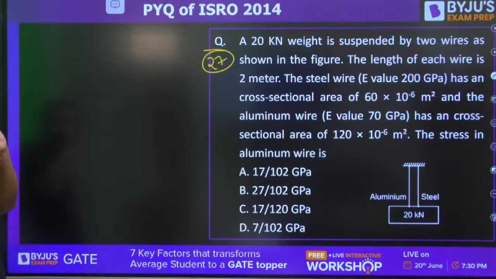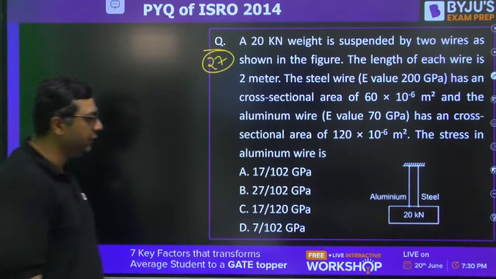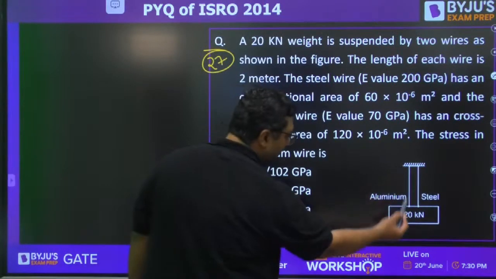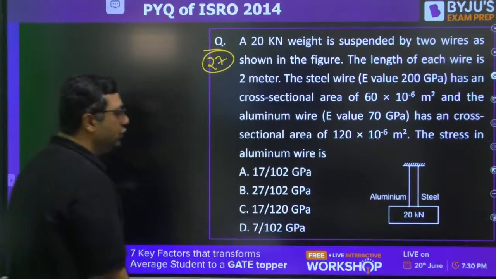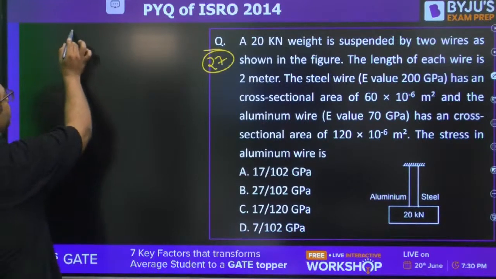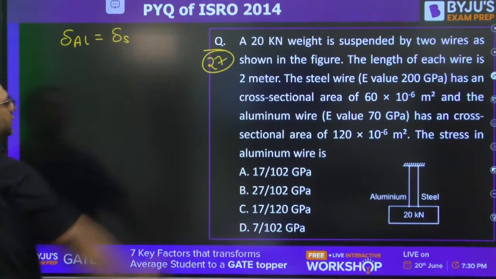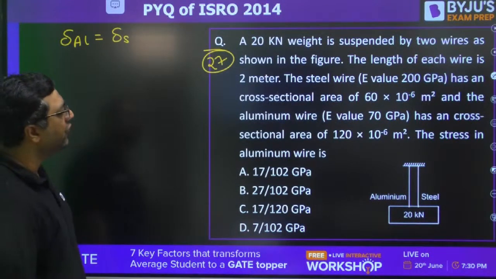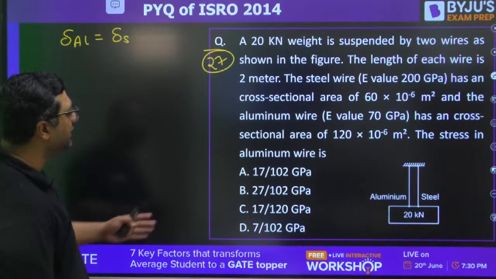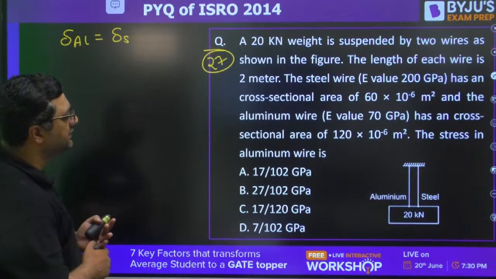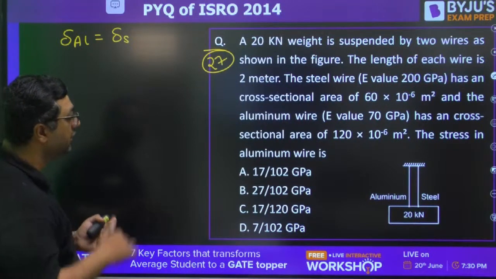A 20 kilonewton weight is suspended by two wires as shown in the figure. These are two wires, aluminium and steel. For such cases, the very first equation is delta of aluminium is equal to delta of steel. Then they are saying the length of each wire is 2 meter. Lengths are same. Steel wire is this. Cross section is this.